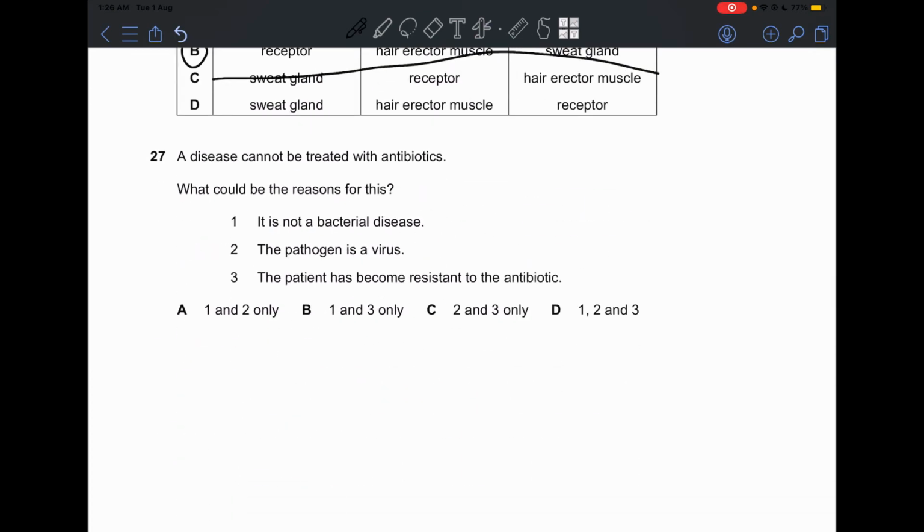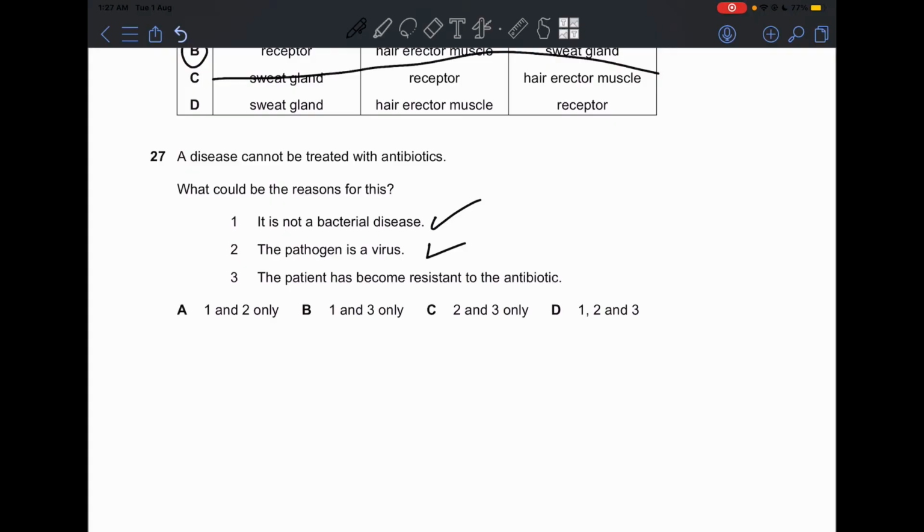27. A disease cannot be treated with antibiotics. What could be the reason for this? Number 1 says it is not a bacterial disease. Of course, this is a reason that antibiotics cannot treat a disease because antibiotics only treat bacterial diseases. So if it's not a bacterial disease, of course the antibiotics cannot do anything for it. 2. The pathogen is a virus. Again, this is the same thing as number 1. It is not a bacterial disease, so anything that is not bacterial will not work with antibiotics, so we're also going to be choosing 2.